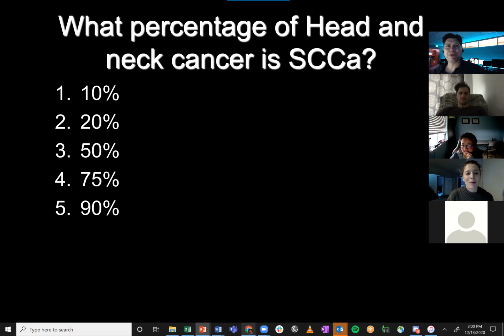Okay, what percentage of head and neck cancer is squamous cell? I would say either 75 or 90%. What's the higher one? 90%. Yeah, it's almost all squame, right? Head and neck cancer is almost all squame.